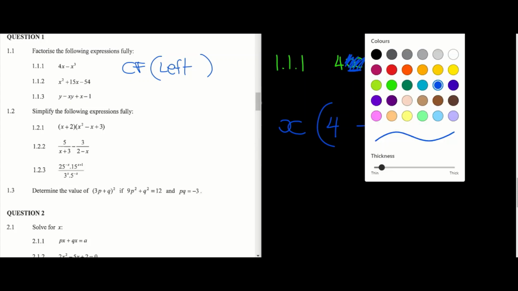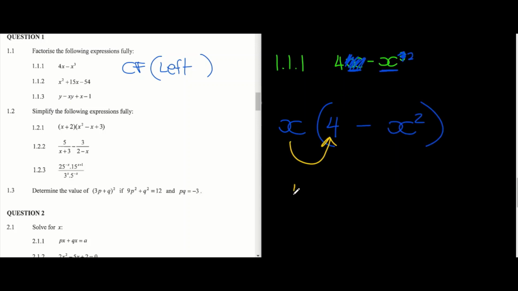How we can check ourselves at this point, just to make sure we're on the right track, is if we just do a quick work back, we should get the answer that we started with. So if I have x times 4, that's going to give me 4x. x times x squared is going to give me x cubed, and we keep that negative sign. So we can see that so far we have got the same expression that we started with.